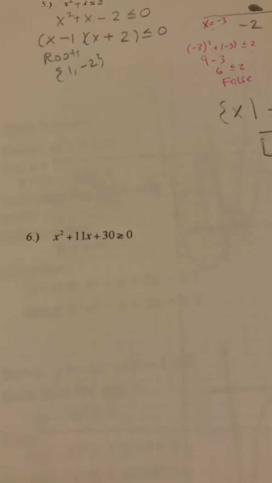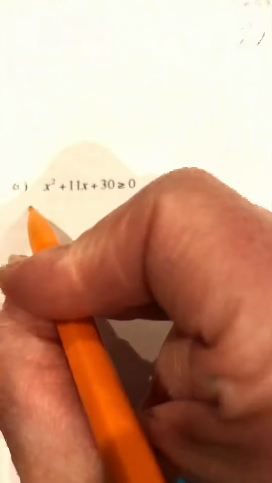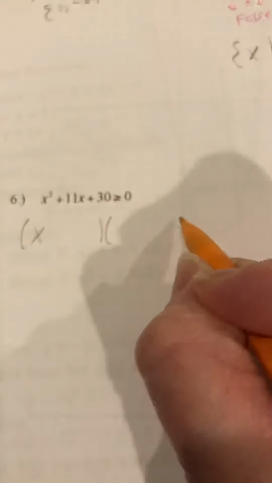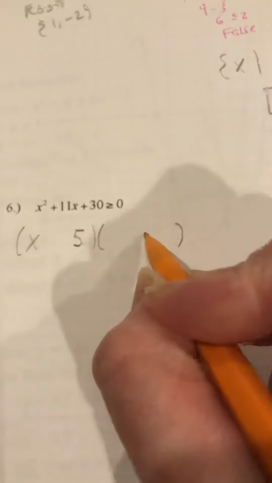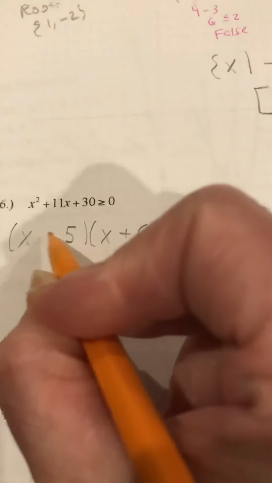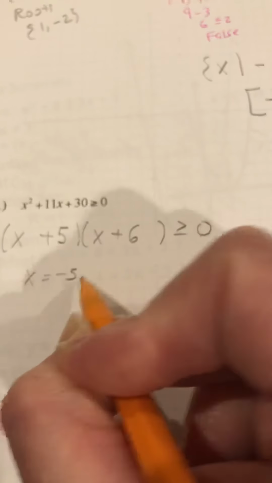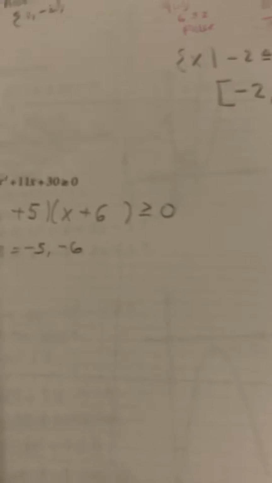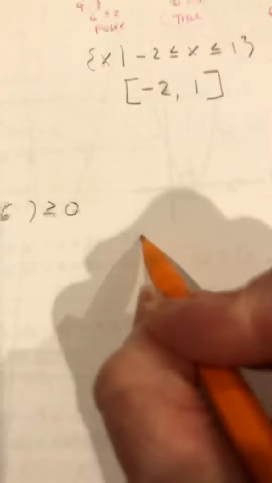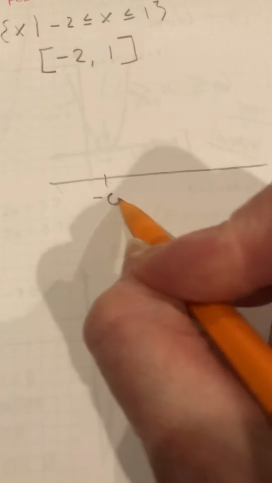All right, so for the next one, it is already set equal to 0, so that's good. We can factor that. Factors of 30 that give us 11 will be 5 and 6, both positive. And we get -5 and -6 for our two roots. So again, we're going to make that little line here. I'm going to use -6, smaller than -5. And this is sort of a pain because we have to use a fraction here.